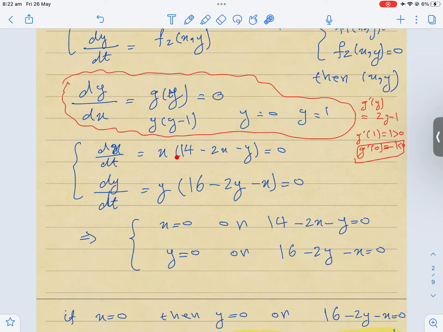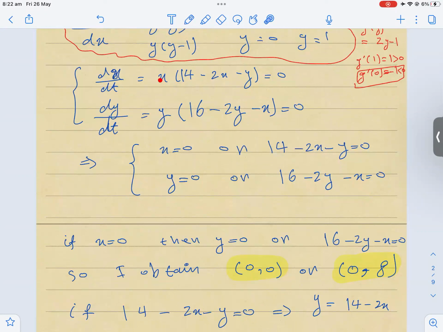It means one of the zeros comes from the first equation or the second equation, and the other 0 comes from the other equation. X equals 0 is written here, and 14 minus 2x minus y is equal to 0. And this one as well. So x equals 0, then this guy 0 or this guy 0, and if this one is 0 or this guy is 0 or this one. So I will have 4 cases.